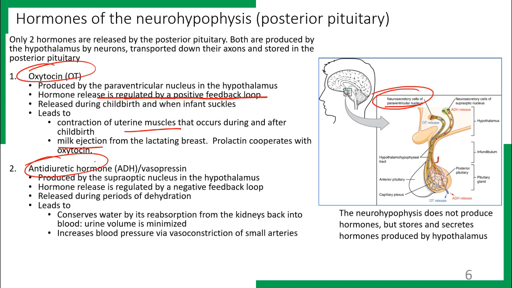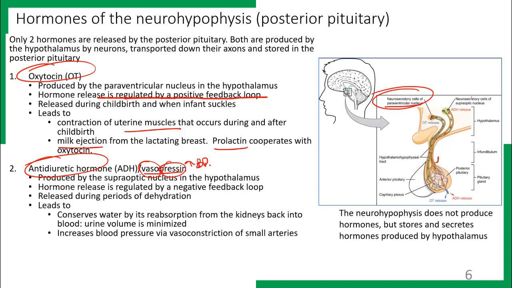Milk production is the purview of prolactin, right? So you need these two hormones working together because if not, then the infant can just keep on suckling with no milk being produced, right? So prolactin produces the milk, oxytocin regulates milk ejection. The second hormone is antidiuretic hormone. Sometimes it's also called vasopressin because it increases blood pressure, right? Vaso refers to blood vessels, pressin refers to pressure.